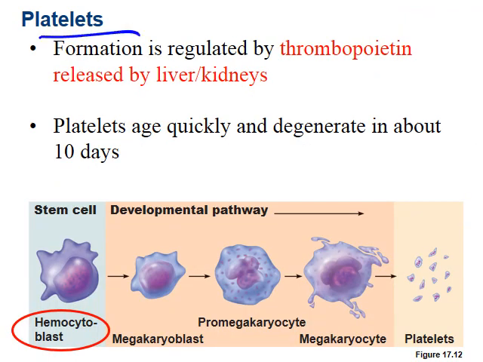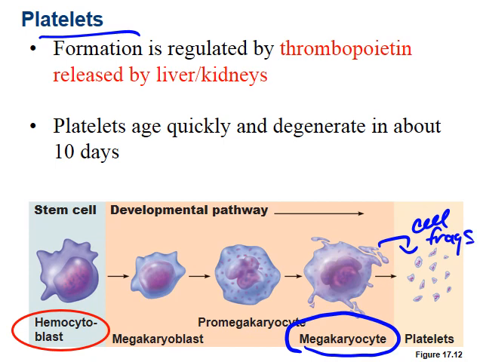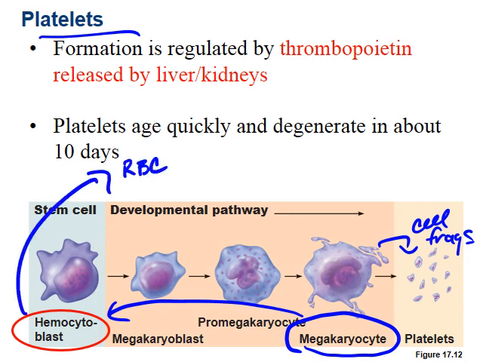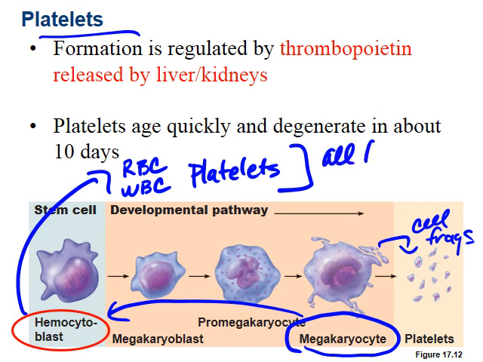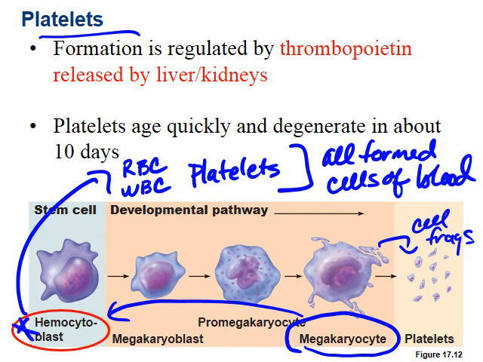Okay, here's our image for platelets. Here's our megakaryocyte. Here are the cell fragments. Where did megakaryocytes come from? Hemocytoblasts. So what do hemocytoblasts make? They make red blood cells, white blood cells, and platelets. So what are those? Those are all the formed cells of blood. So this stem cell is very important.